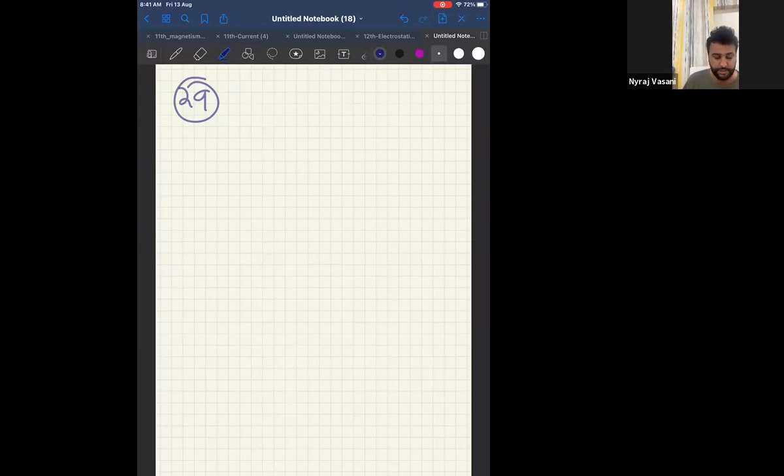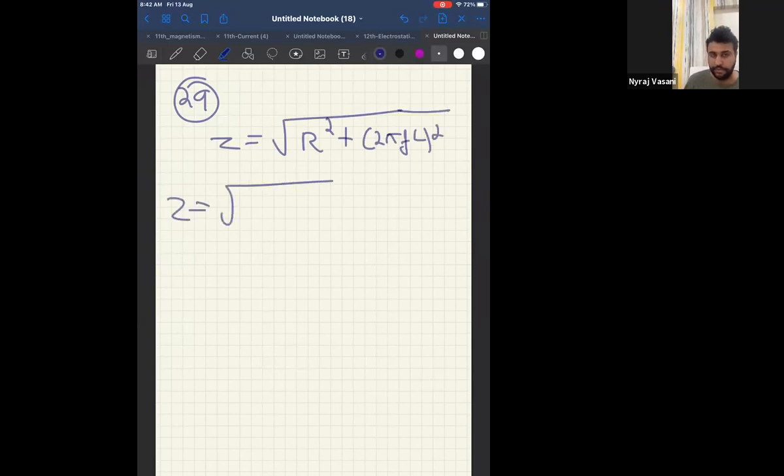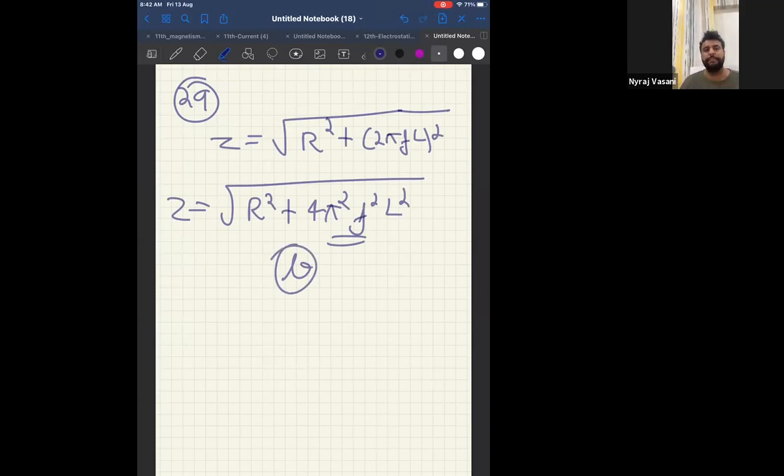It is a direct question. The question is, what is the impedance of the circuit? It is the square root of R square plus XL square. XL square means 2 pi FL the whole square. Therefore, Z is equal to square root of R square plus 4 pi square F square L square. Correct? Therefore, the answer will be B.